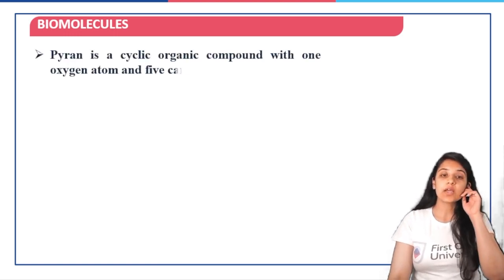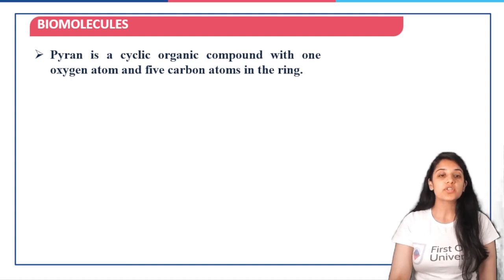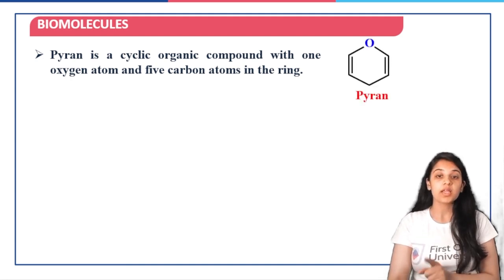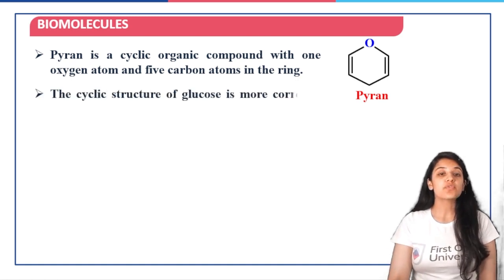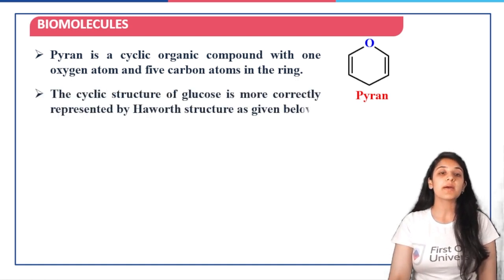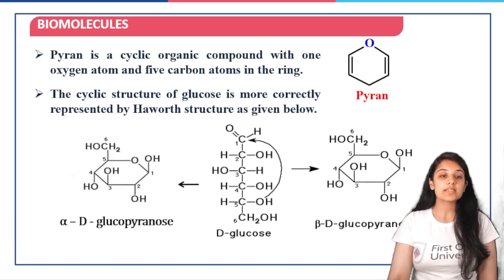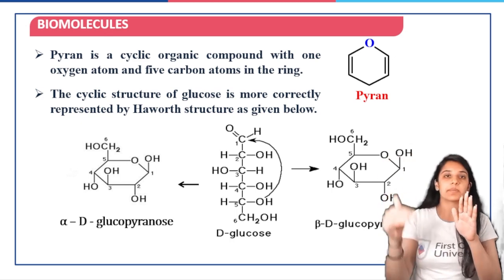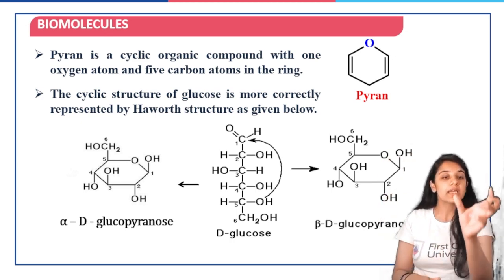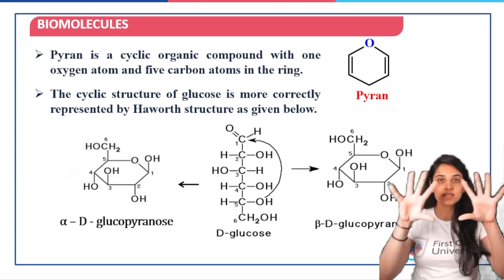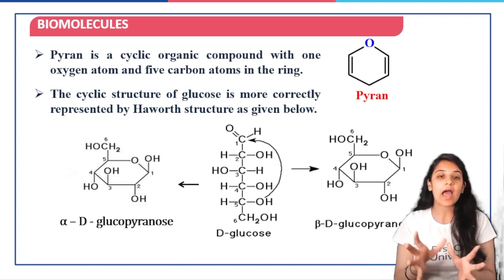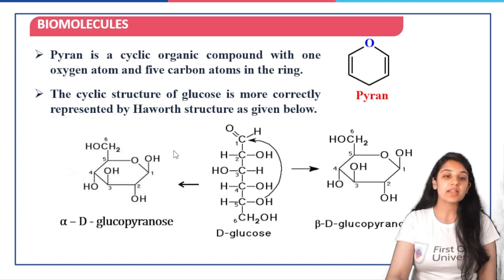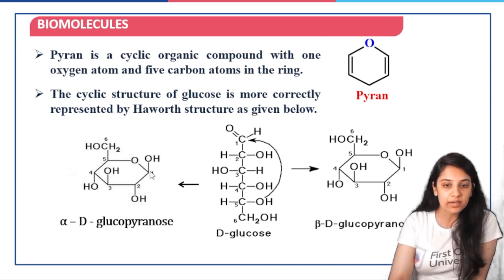Pyran is a cyclic organic compound with one oxygen atom and 5 carbon atoms in the ring. This is the structure of pyran. Now, the cyclic structure of glucose is more correctly represented by the Haworth structure. Now, what is the Haworth structure? Instead of this straight chain form, showing a ring with the first carbon atom connected to the fifth carbon atom, we can actually represent it in this hexagon form, which is known as the Haworth structure, where the OH is present towards oxygen.